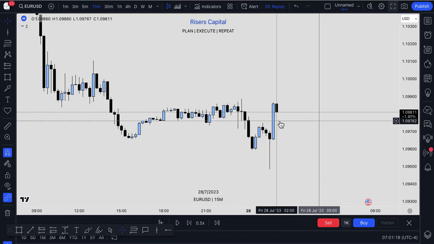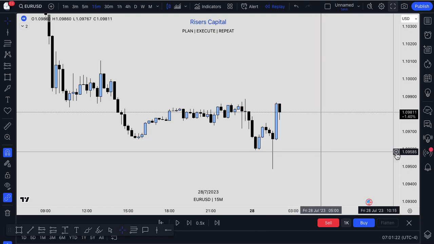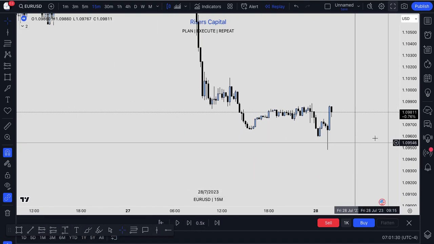So obviously now we're in the London kill zone. That's what it is. 2 to 5 a.m. by the way is the London kill zone. And now what's the obvious level of liquidity we want to sweep? So obviously we're overall bearish. On the daily we're moving quite bearish.